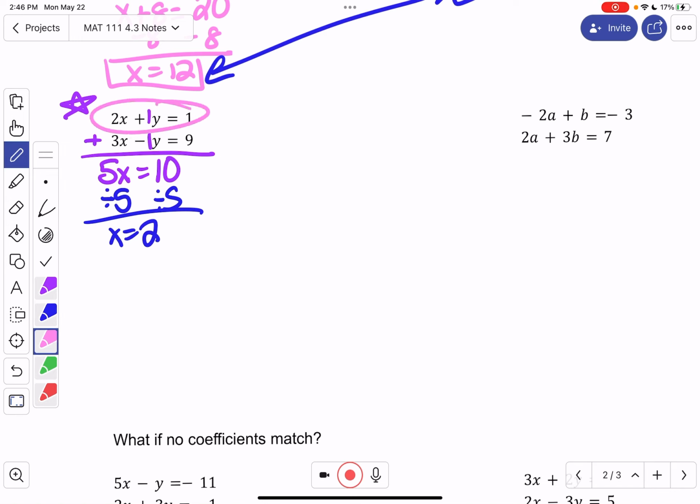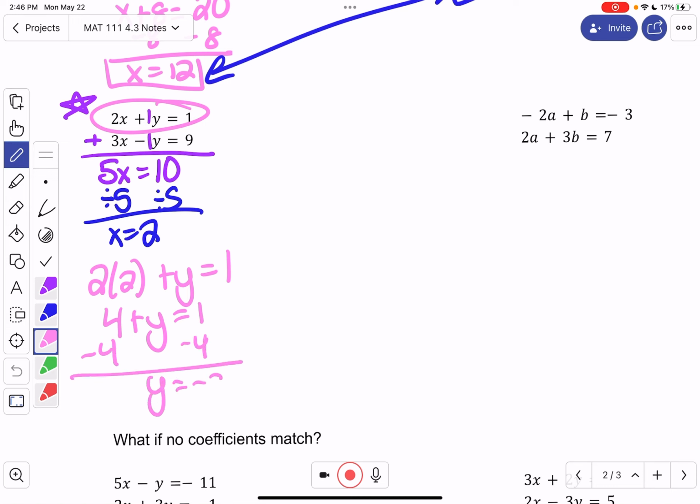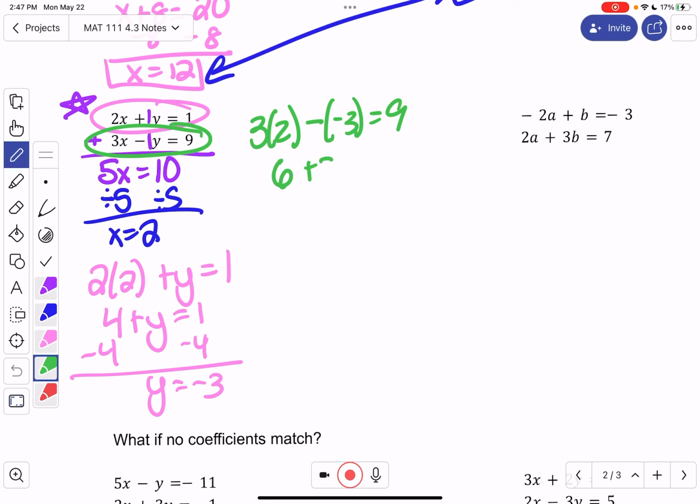Plug that into one of the equations. So 2 times 2 plus y equals 1. 2 times 2 is 4. Subtract 4 from both sides. We get y equals negative 3. Check that by plugging them into the bottom. So 3 times 2 minus negative 3 is 9. 3 times 2 is 6. Minus a negative is plus. And 6 plus 3 is 9. So our answer is 2 comma negative 3.